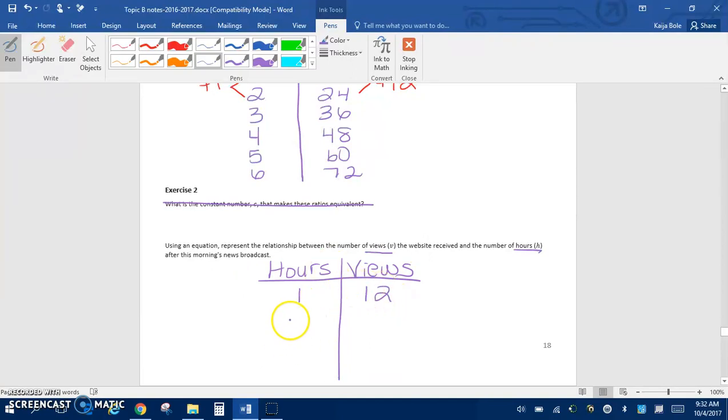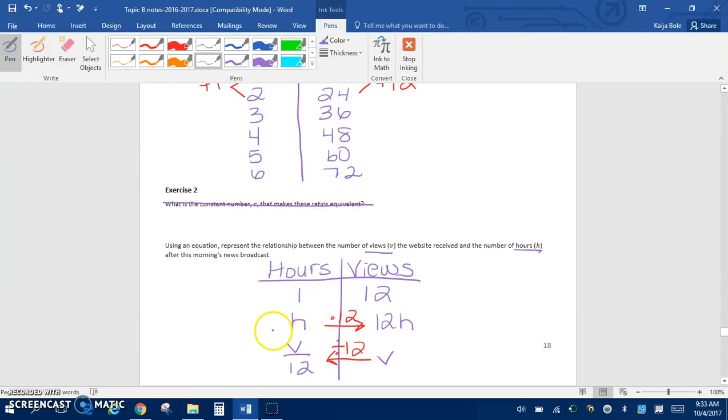So, hours is H. So to go from hours to views, remember we said we'd be multiplying by 12. So that means here we would have 12H. And now if we went from views, V, and we're going backwards now to H, that means we would be dividing by 12 because we're going the other way. So that means here we would have V over 12. Okay, so that's all we have to do for that one, was just write the equation.